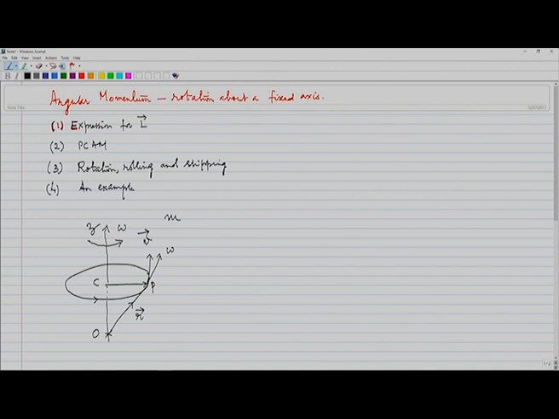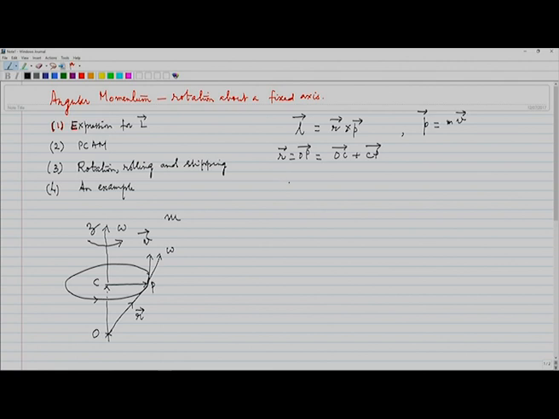So we study the angular momentum in the special case of rotation about a fixed axis. What is the general expression? The general expression for a single particle is little L equals R crossed with P. Here R is the OP vector, which is OC plus CP, and the momentum P is M times the velocity vector, the linear velocity. These things are fairly standard.